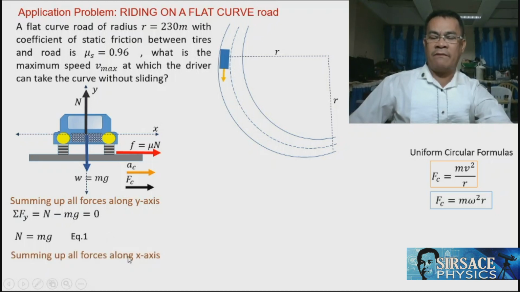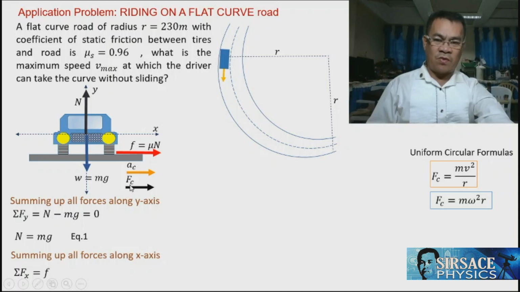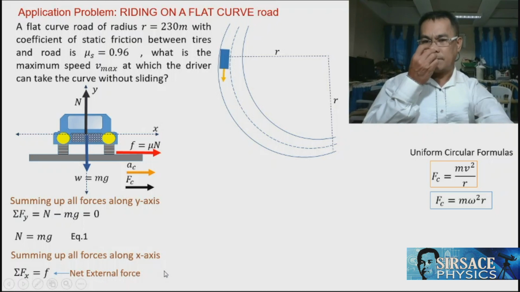Summing up all forces along x. This time, it is not equal to 0. Why? Because when you look at the diagram, again, the friction tends to move towards the positive x-axis. So summing up all forces, the only value is F, and that is friction. Now, take note, because this is the force towards x, it should be equal to what? The centripetal force, or the net external force along x.